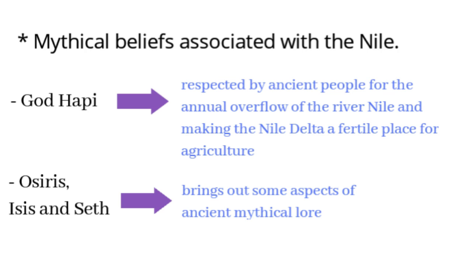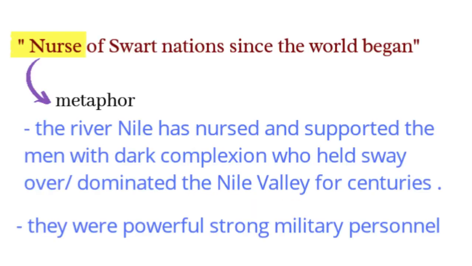So here, through these myths, we can see how important a part the River Nile played in the lives of people. That is why they considered the River Nile as holy and sacred. Then the poet says that the Nile is nurse of Swart nation since the world began. Who is this Swart nation? They are the black-skinned Egyptians and Nubians who held sway over, or dominated, the Nile Valley for centuries. The poet says that the Nile has supported and nursed these great, strong military personnel. This metaphor also emphasizes how important a role the Nile played and its great contribution for these people.